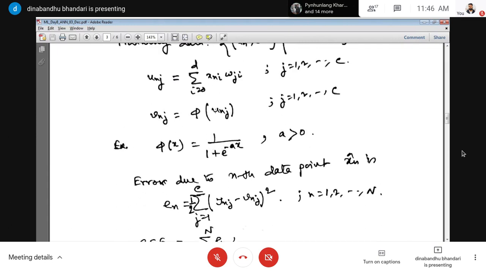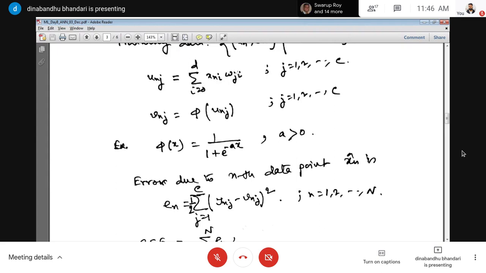Now what is Unj? Unj is a function of Xni and Wji, right? So all the input values as well as the weights associated with the connections. Now you see Xni, those are the values, the feature values of all the objects. That also we cannot change. That is our training sample given to us.